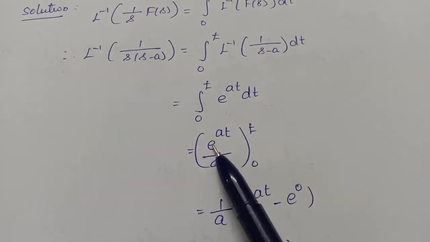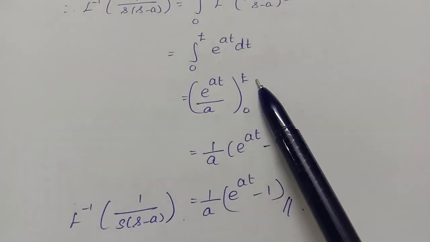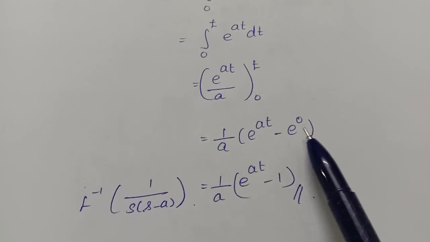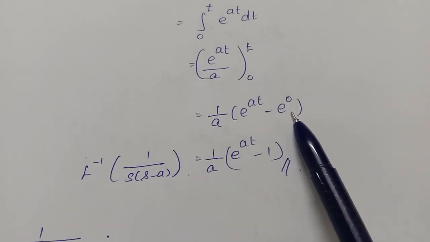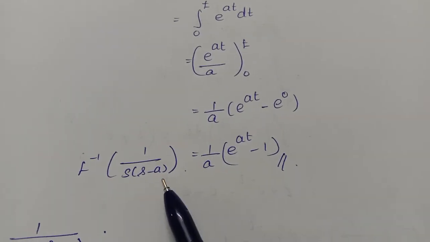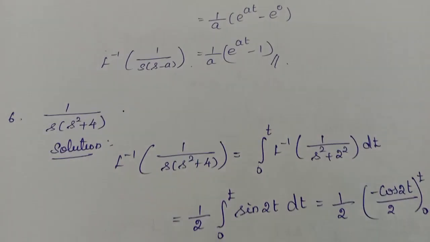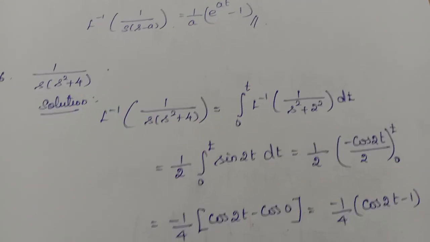Integration of e power at is e power at by a within the limit 0 to t. Now we apply the limit. So 1 by a into (e power at minus e power 0). E power 0 is equal to 1. So L inverse of 1 by s into (s minus a) is equal to 1 by a into (e power at minus 1). Okay, right. Then next problem.